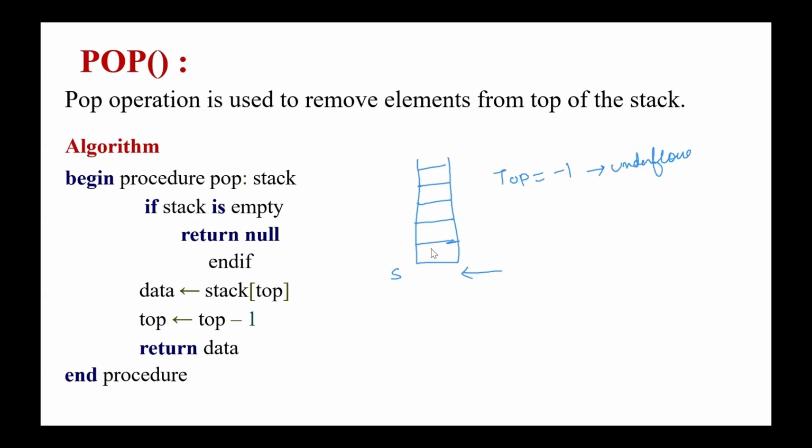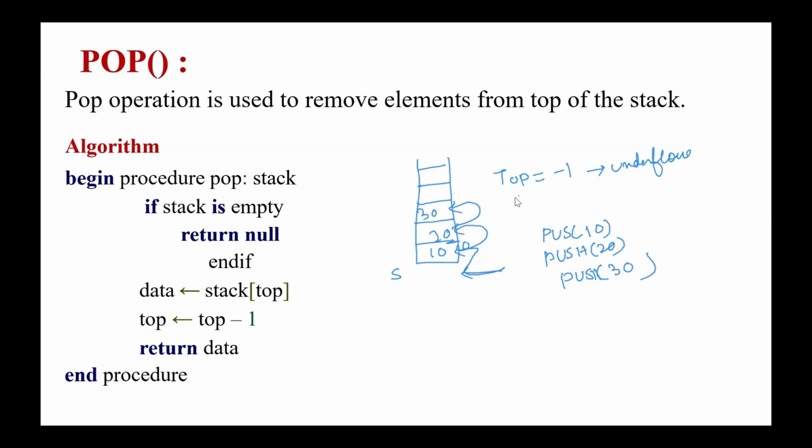For example, we insert the value 10. Whenever we insert, we follow two steps. We increase the top value by 1, so this is index 0. Then we insert the data. For example, again we insert a value. We perform push 10, then we perform push 20, then we perform push 30.